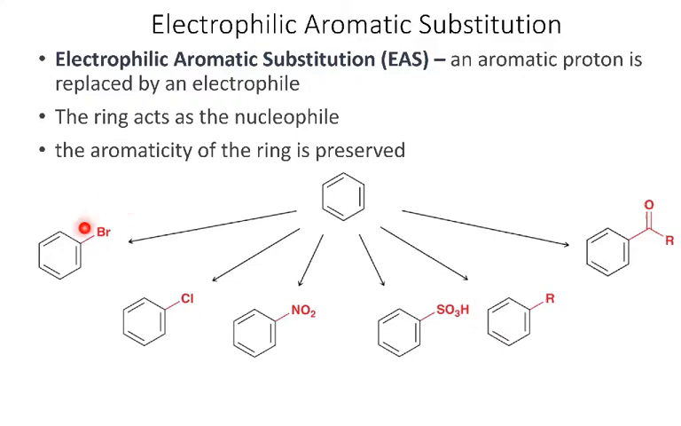So all of these reactions down here are examples of electrophilic aromatic substitution. In all of these reactions, a hydrogen atom is replaced by an electrophile. The ring is acting as a nucleophile, but at the end of the reaction, the aromaticity of the ring is preserved in all of these reactions. And so in this video, we're going to talk about halogenation, so substituting a hydrogen for a bromine or a chlorine. Then in the next couple of videos, we'll talk about these other reactions.